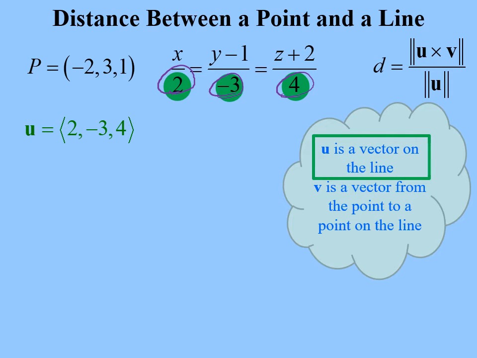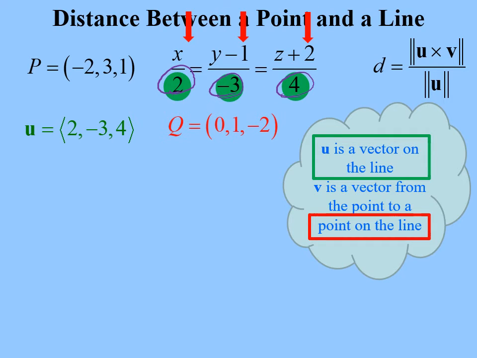We also need to find a point on the line. Now here we can find a point on the line in symmetric form from the top. Notice this is x minus 0. This is y minus 1. And then this is z minus a negative 2. So there's a point on the line.